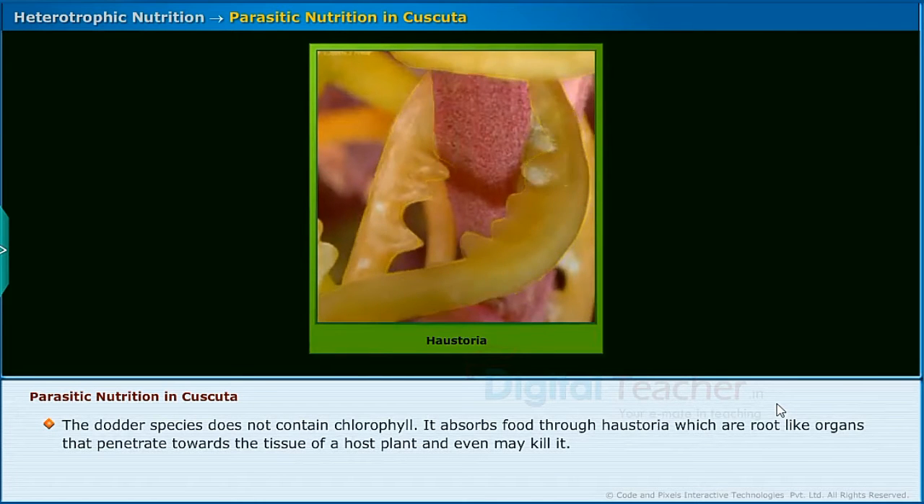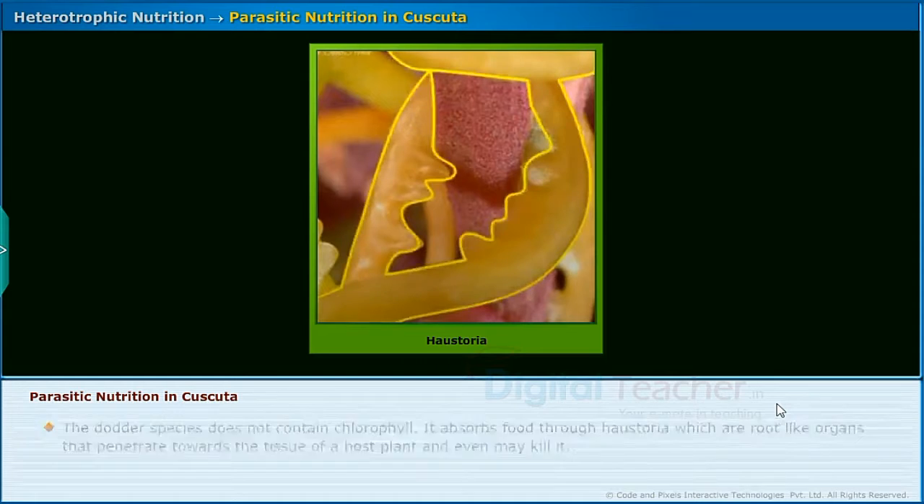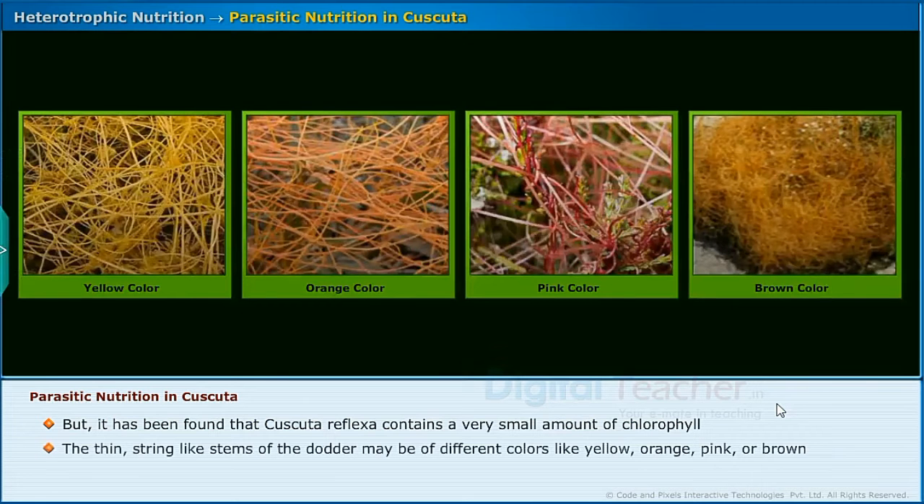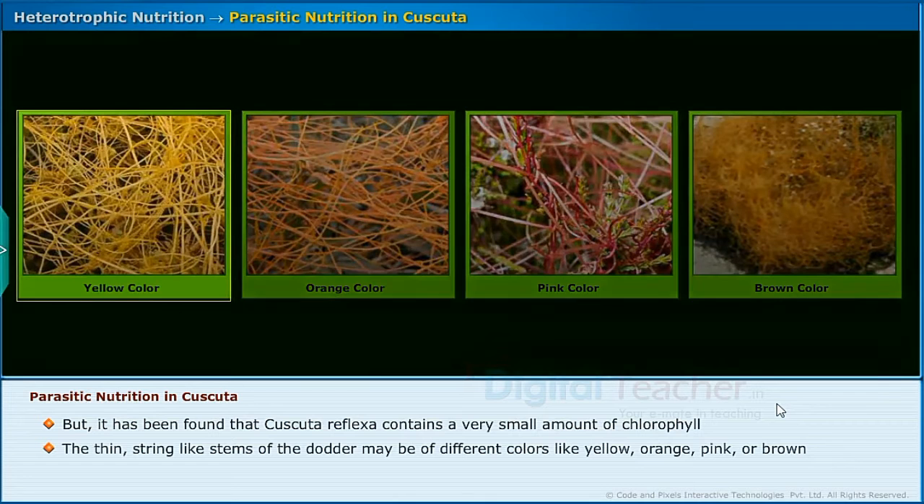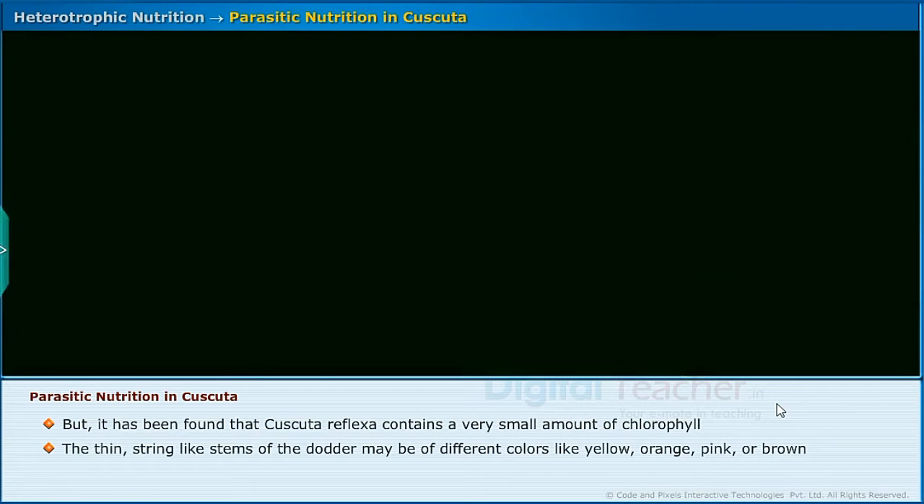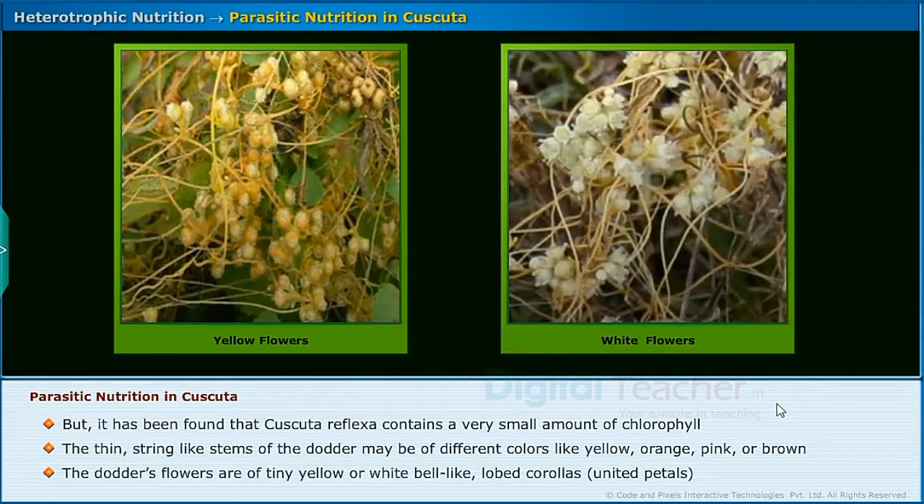It absorbs food through haustoria, which are root-like organs that penetrate the tissue of a host plant and even may kill it. But it has been found that Cuscuta reflexa contains a very small amount of chlorophyll. The thin, string-like stems of the dodder may be of different colors like yellow, orange, pink or brown. The dodder's flowers are tiny yellow or white bell-like, lobed corollas with united petals.